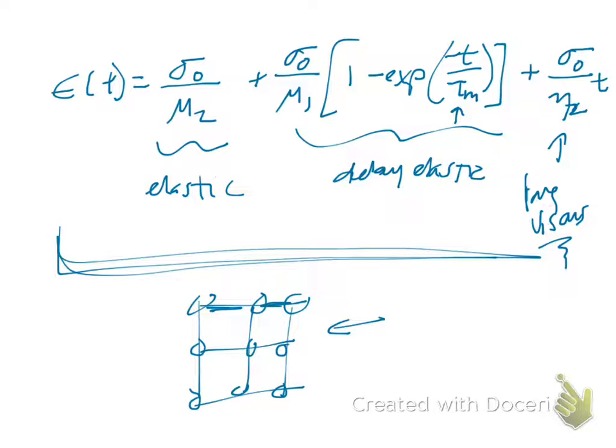But the viscous and the delayed elasticity under certain conditions both result in breaking of bonds, which is where you get these defects in the crystal lattice.